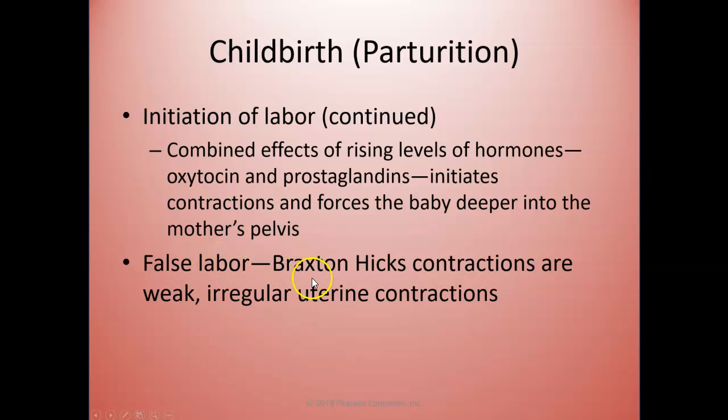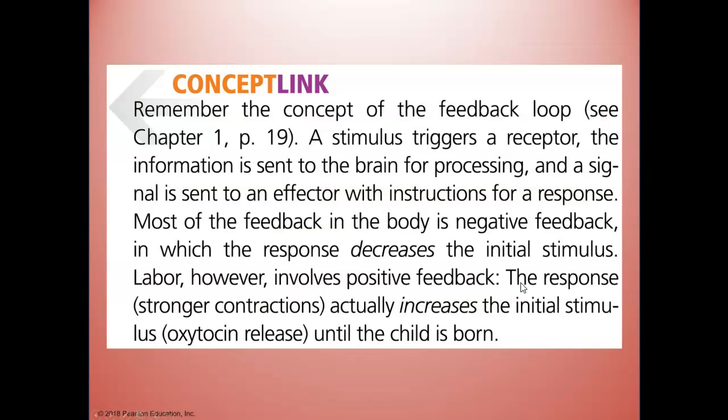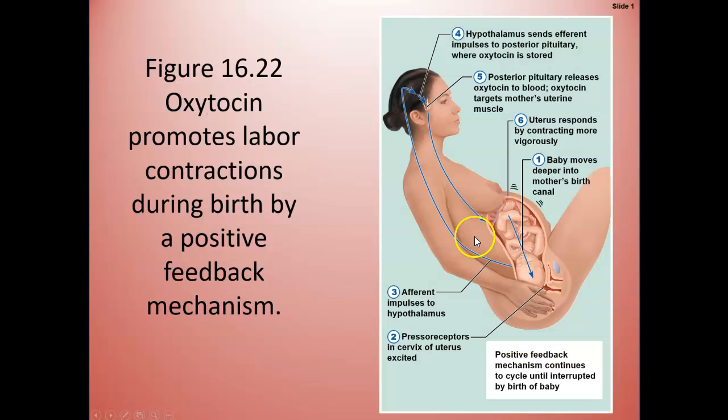There are what's called Braxton Hicks contractions or false labor. They're relatively weak, irregular uterine contractions that can begin before the actual labor process, and it's thought that they're maybe like a warm-up to the actual contractions, as the body's just coordinating how to go about contracting the uterus. All right, we'll skip back. That just talks about feedback loops.